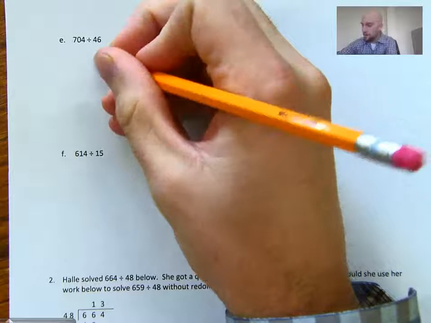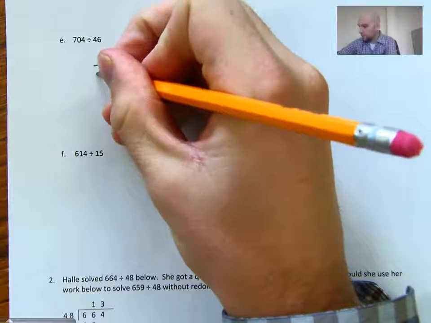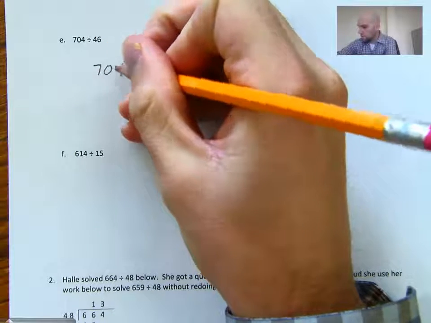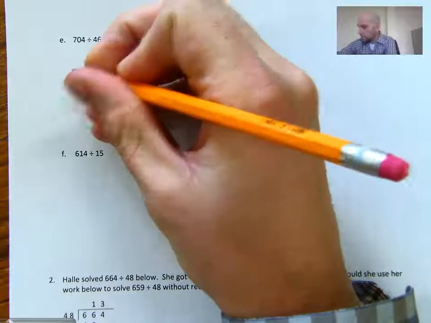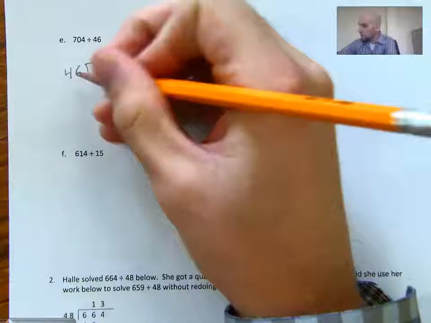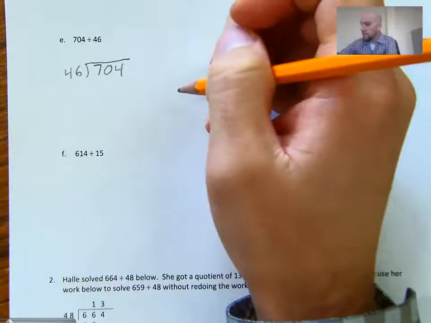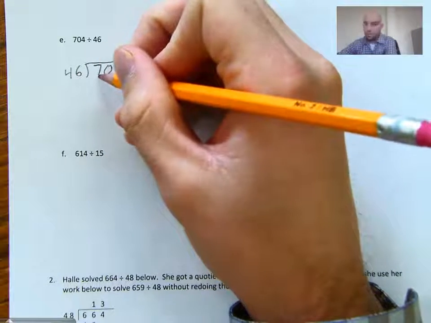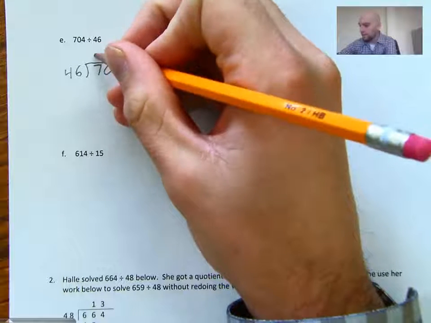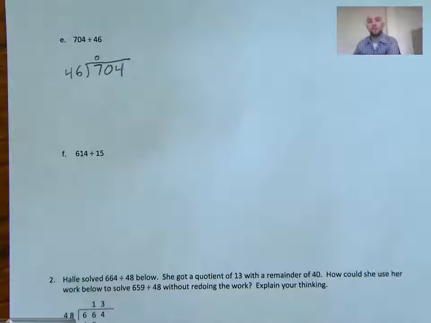This says letter E here. 704 divided by 46. Again, always make sure that the divisor is outside the box. And then 46, we'll look at our first digit. Does it go into 7? It does not, but it does go into 70.